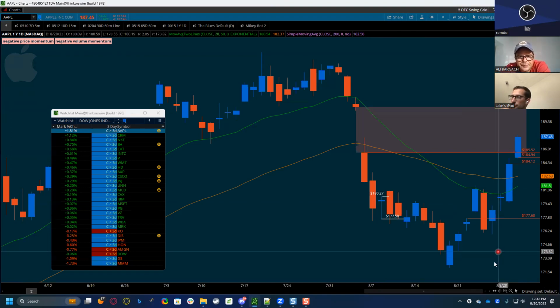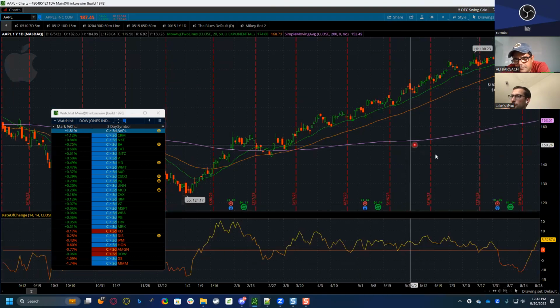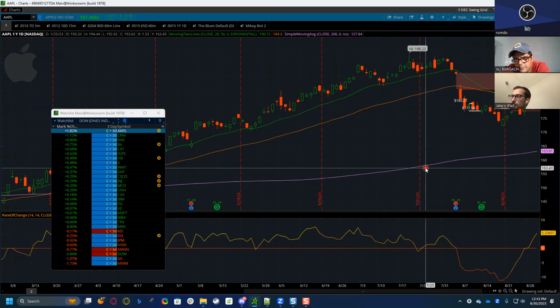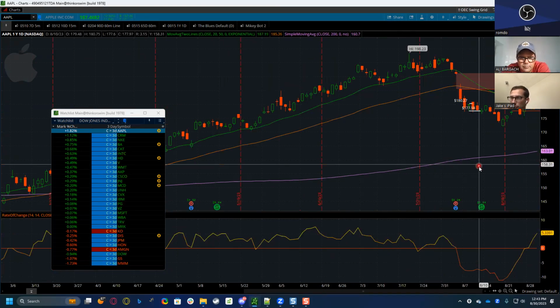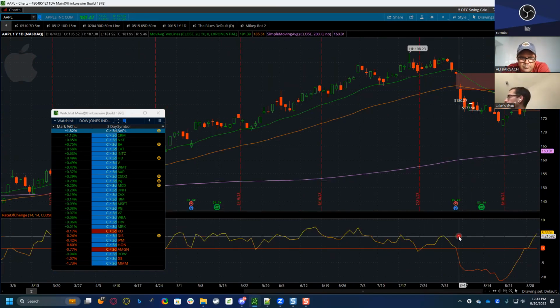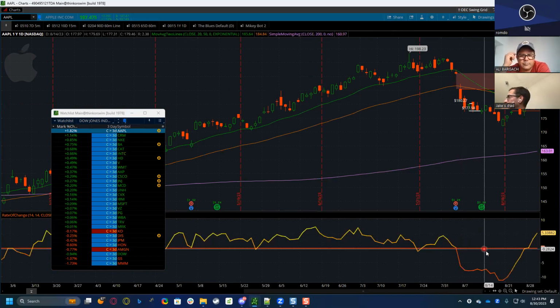So what's our play here? Okay, well, with Apple, we know we're getting the breakout. We've got the catalyst. We've got the gap. We've looked at the moving averages. So we want to flip it over and look at the rate of change. And we're evaluating this for any signal of divergence.